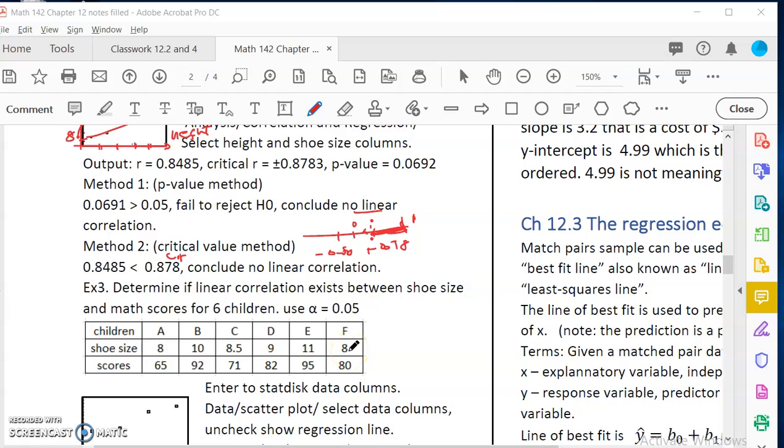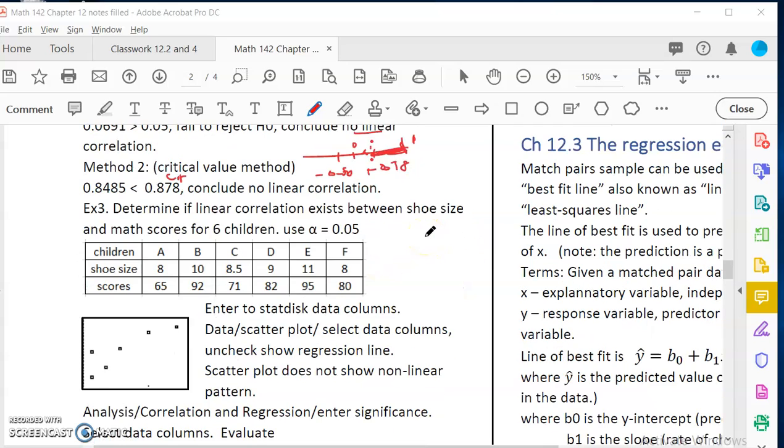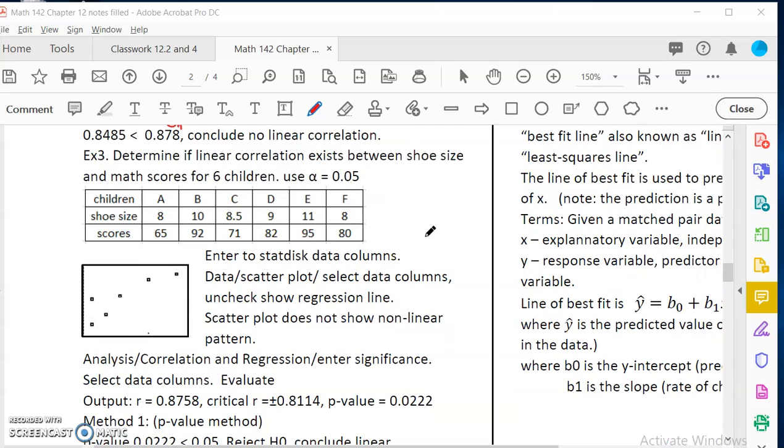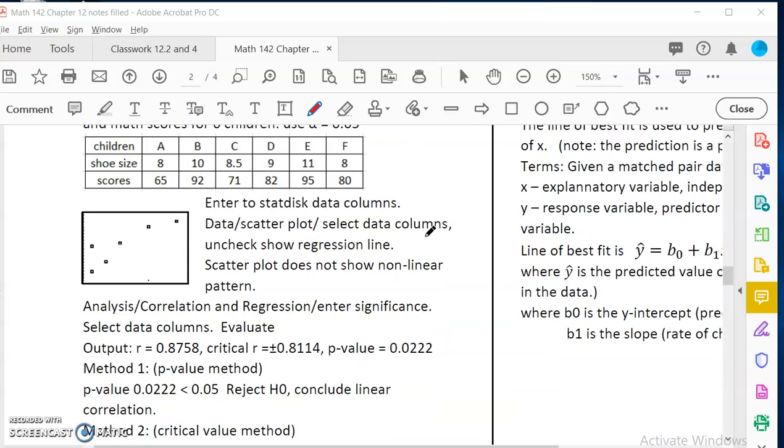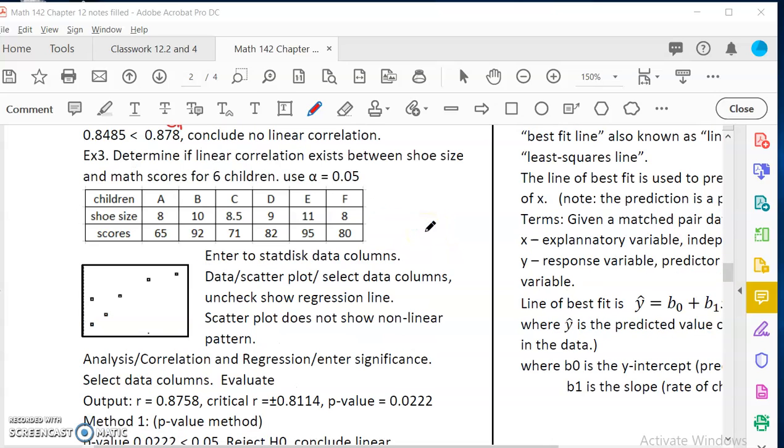Hello, statistics student. This video is for 12.2 and 12.4, scatter plot and correlation. Our main goal is, if we have some matched pair data, to be able to determine if there is correlation, by going through this process of graphing a scatter plot and also doing a hypothesis test or a critical value comparison. So this is another example.